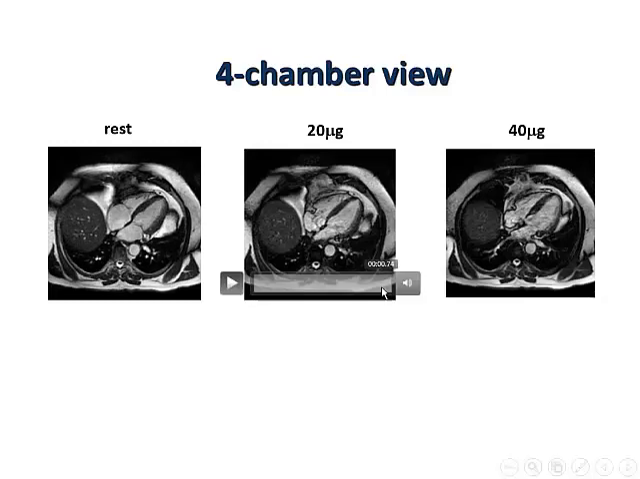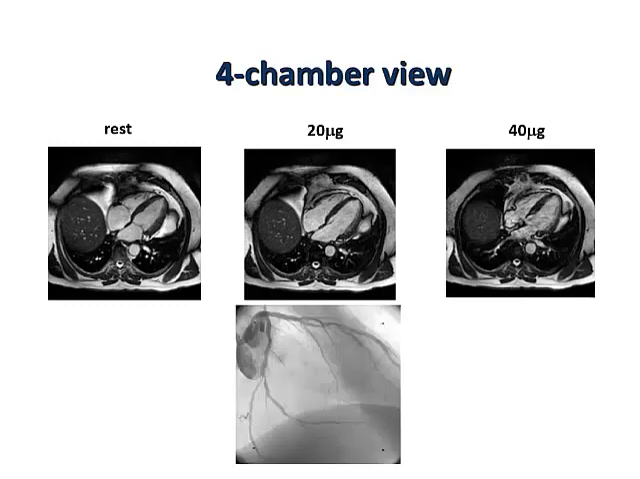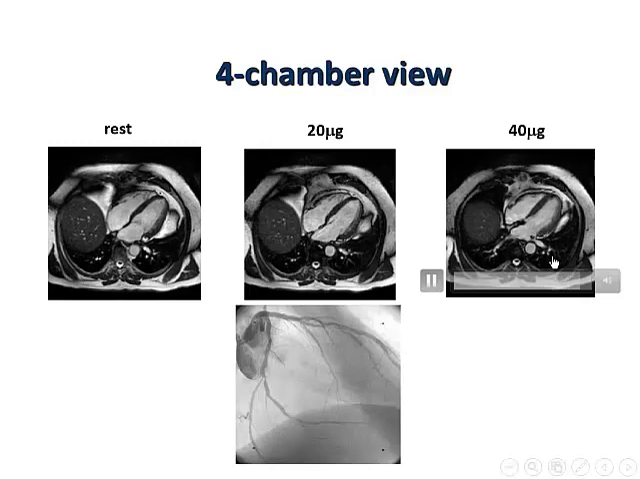If we give the patient low dose dobutamine, the contractility improved, as we can see here, at 20 microgram per kilogram per minute. And at high dose, we see clearly wall motion abnormality in the lateral wall.